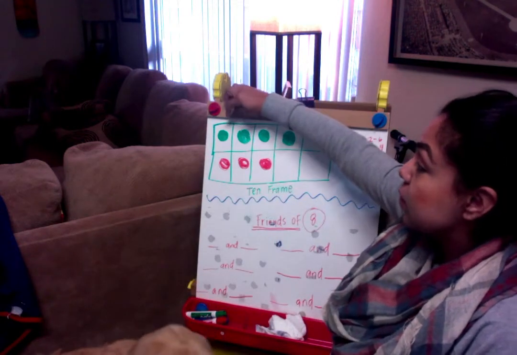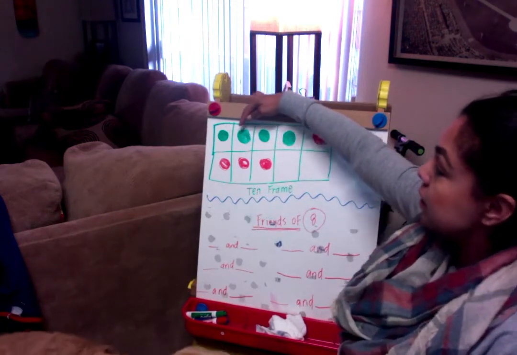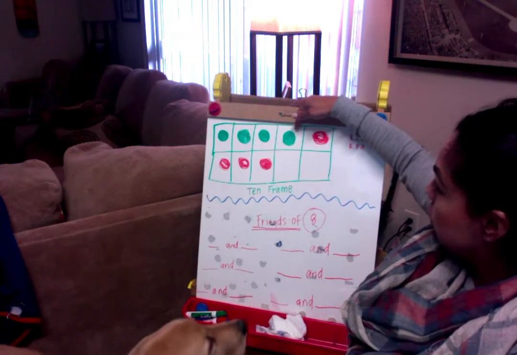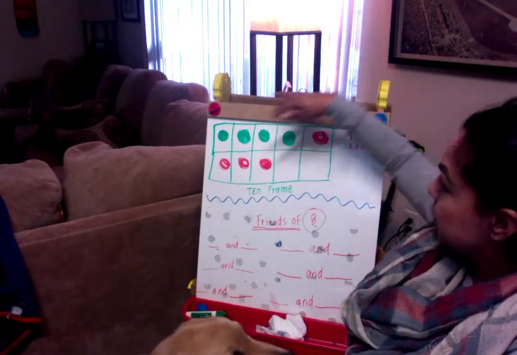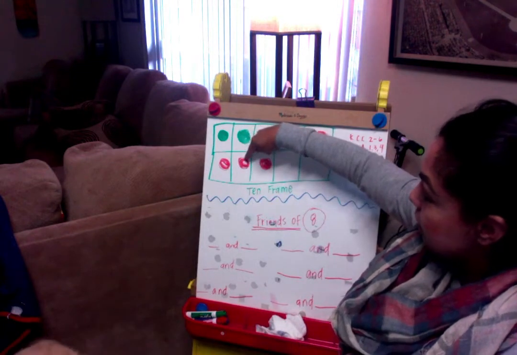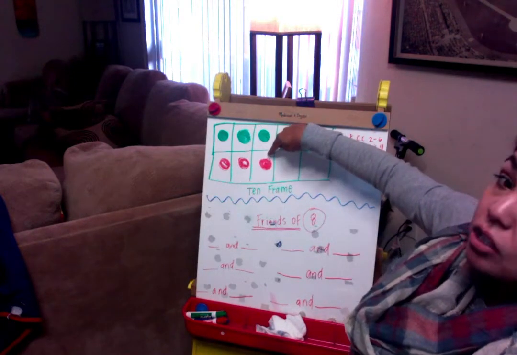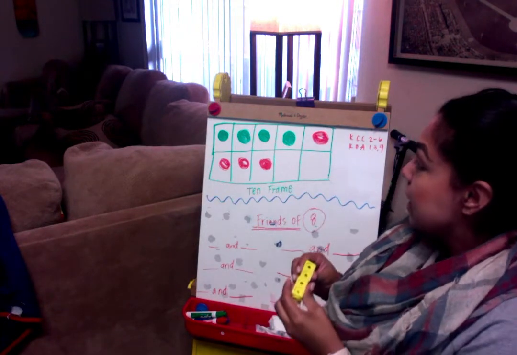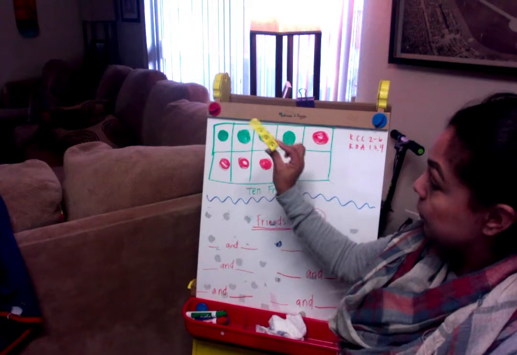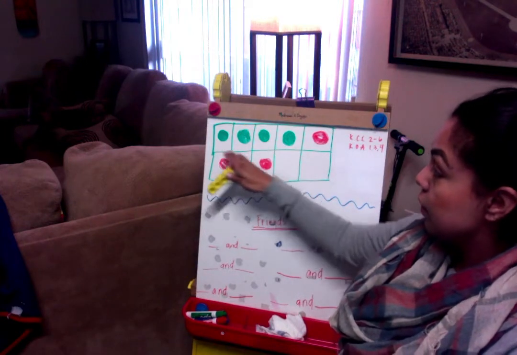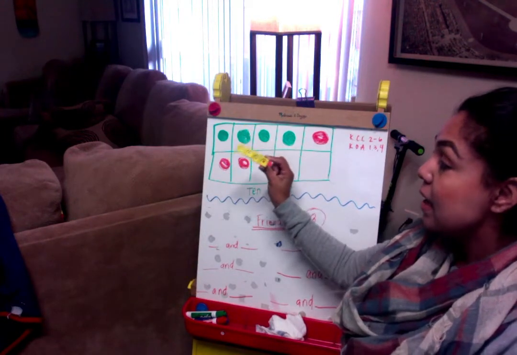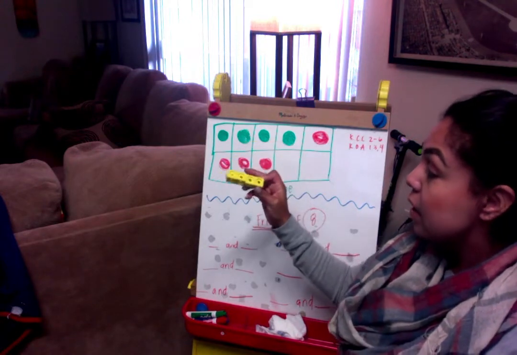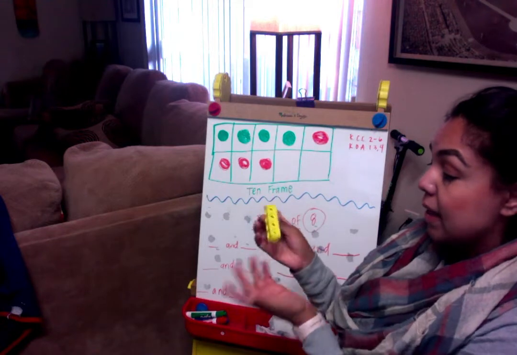Let's count together, boys and girls. 1, 2, 3, 4, 5, 6, 7, and 8. Good job. Now I have 8. So, but remember, guys, I started with only how many? How many green circles? 4. Good. And I used yellow, so I had only 4. So how many more did I need to make 8?